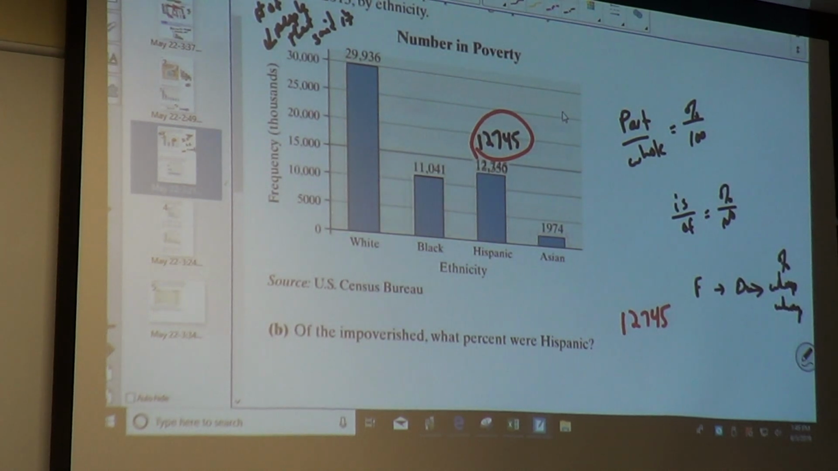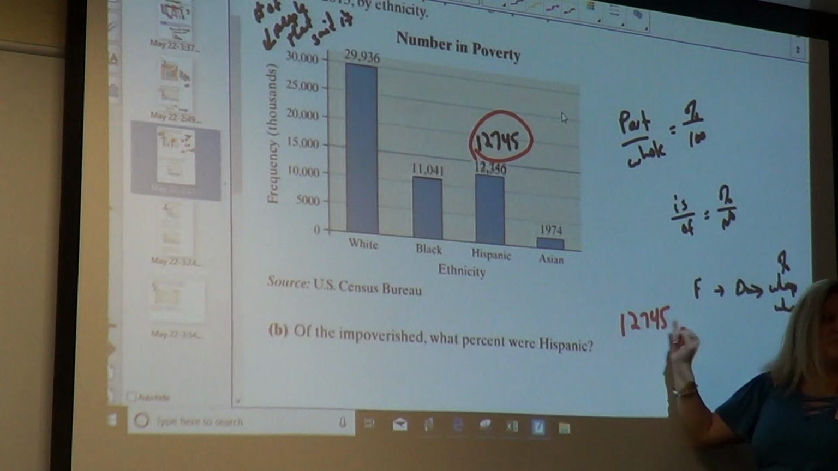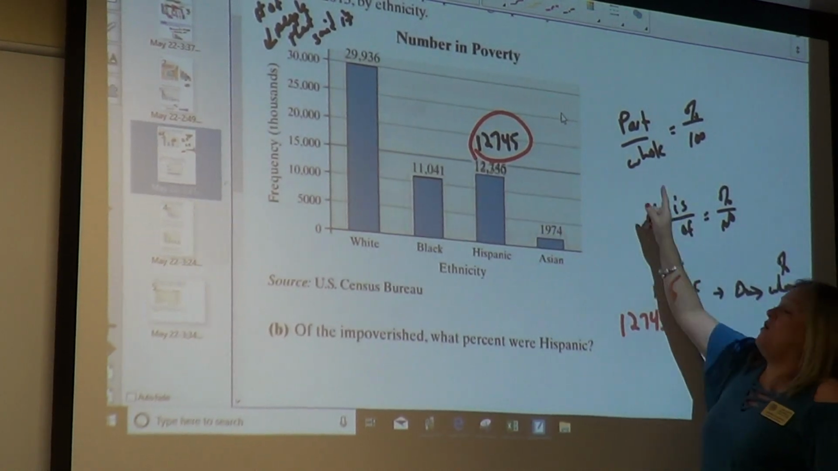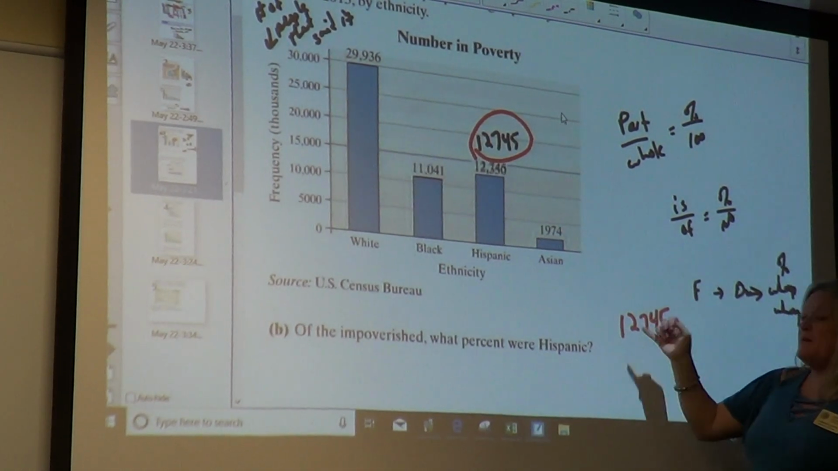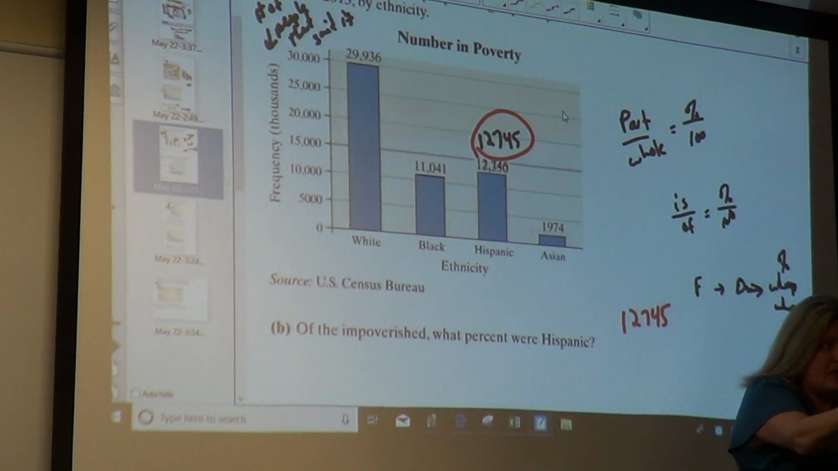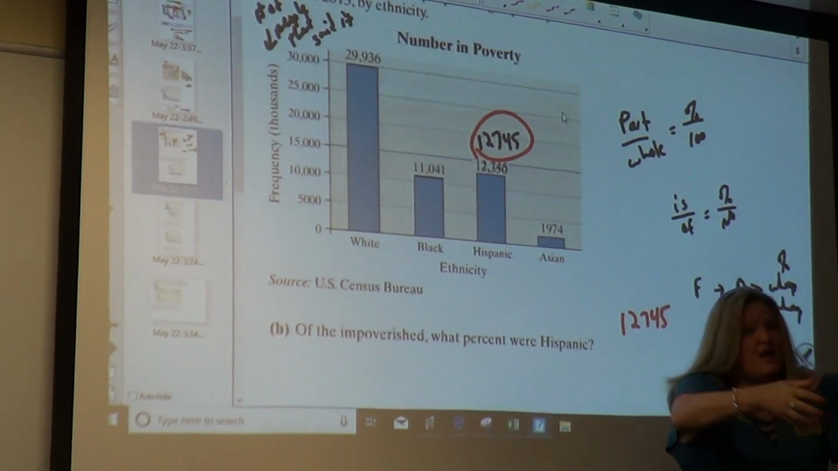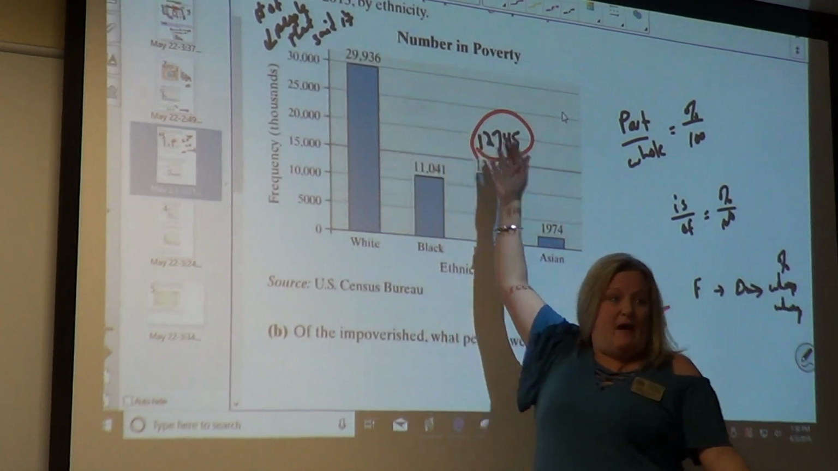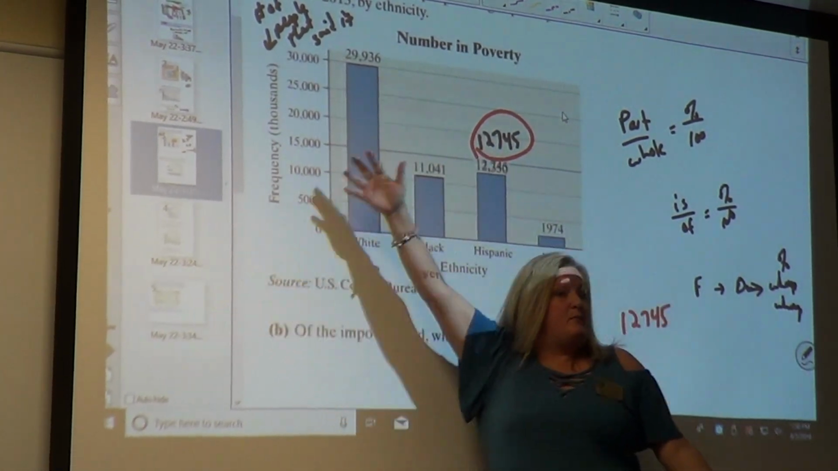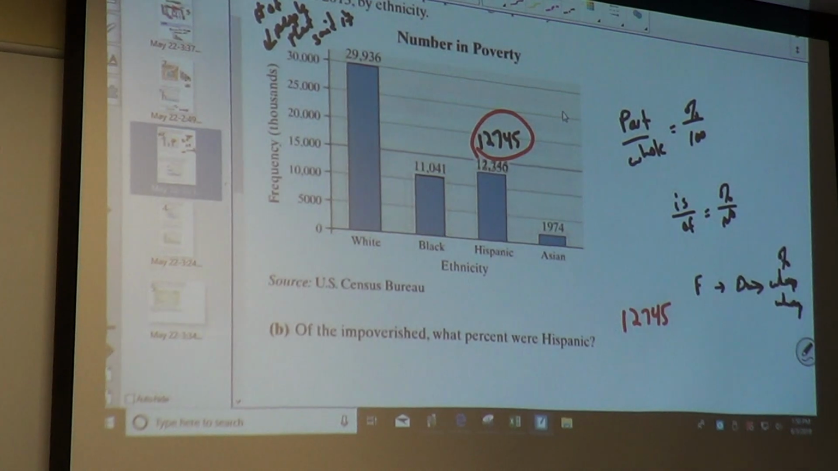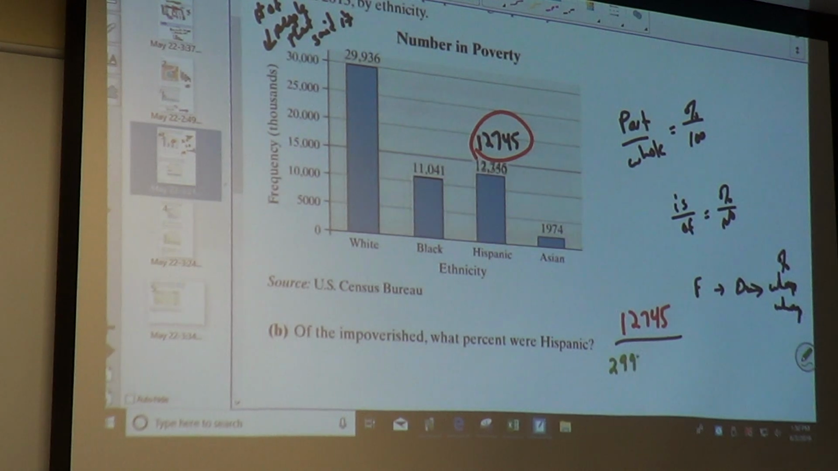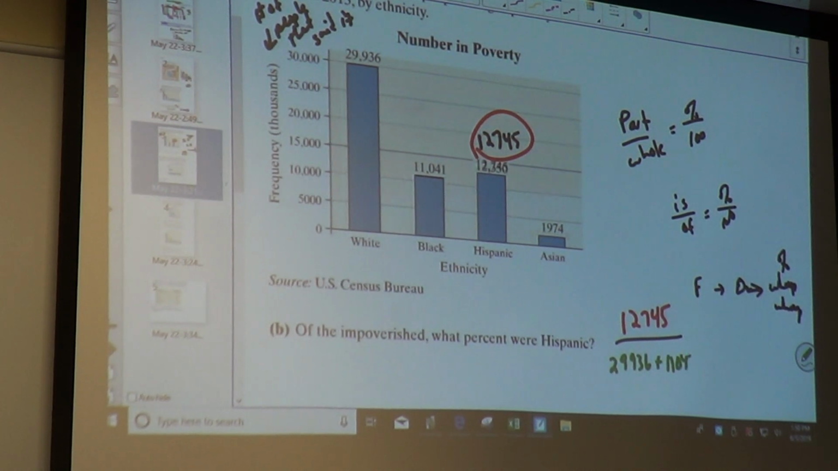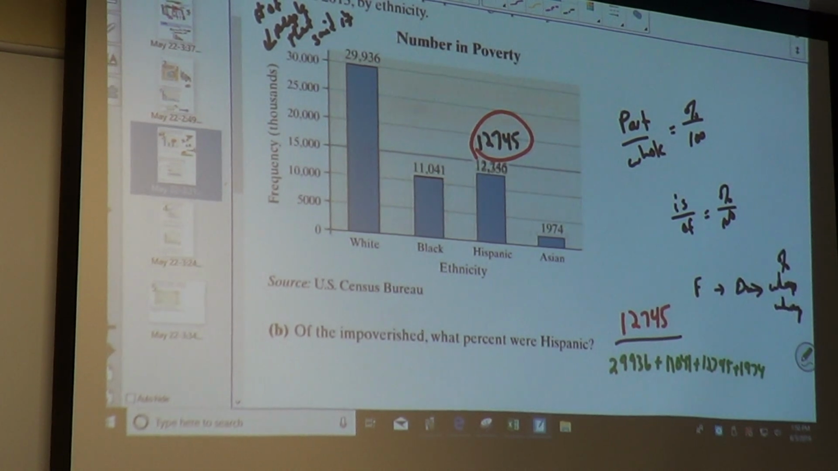So my part, or my is, is gonna be the Hispanics. My whole, or my of, is gonna be everybody, like the population. So this represents my sample, the people I asked, the Hispanics, the part. The population is everybody. So how am I gonna get my bottom number? Add all those numbers up. So my bottom number is going to be the 29,936 plus the 11,041 plus the 12,745 plus the 1974.